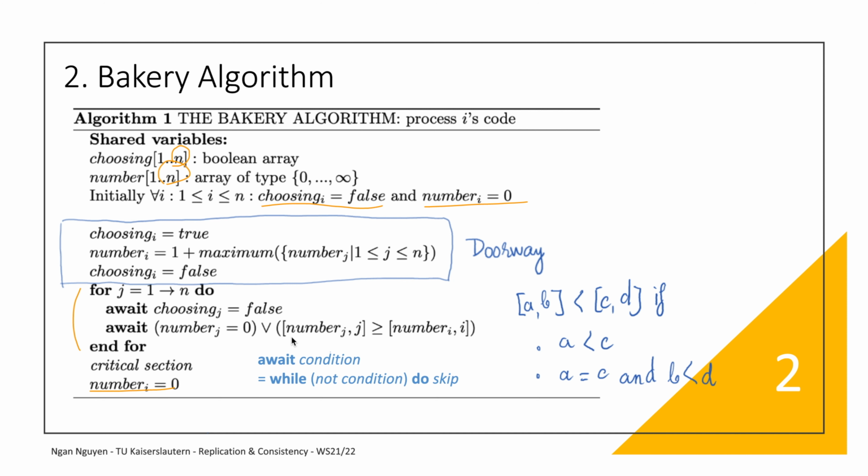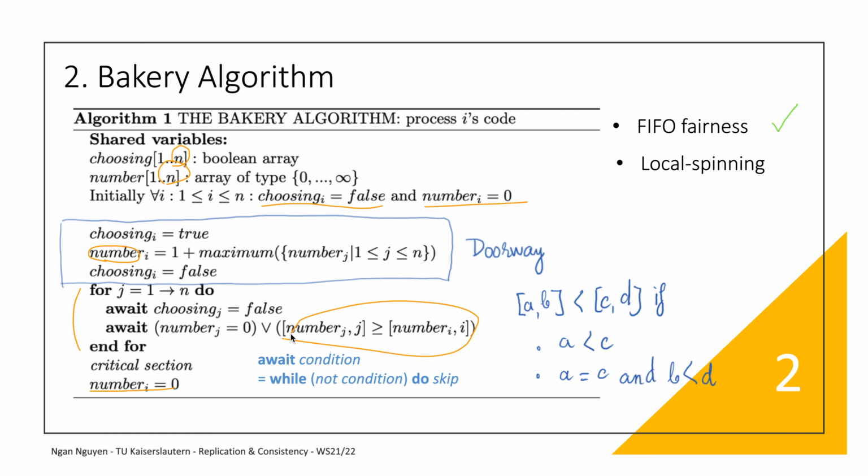Okay, now let's take a look at what properties the bakery algorithm satisfies. First, it satisfies first-come-first-served fairness because you can see that the sooner a process enters the doorway, the smaller its number value, and then in the waiting part it will have higher priority.